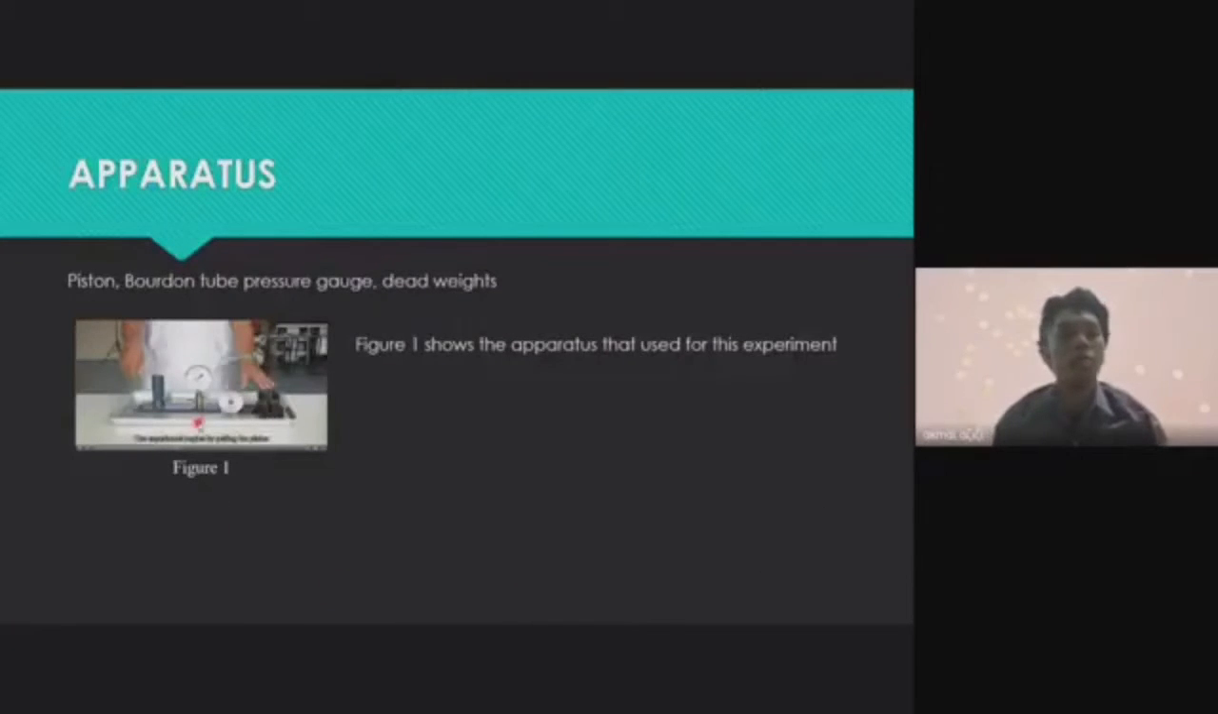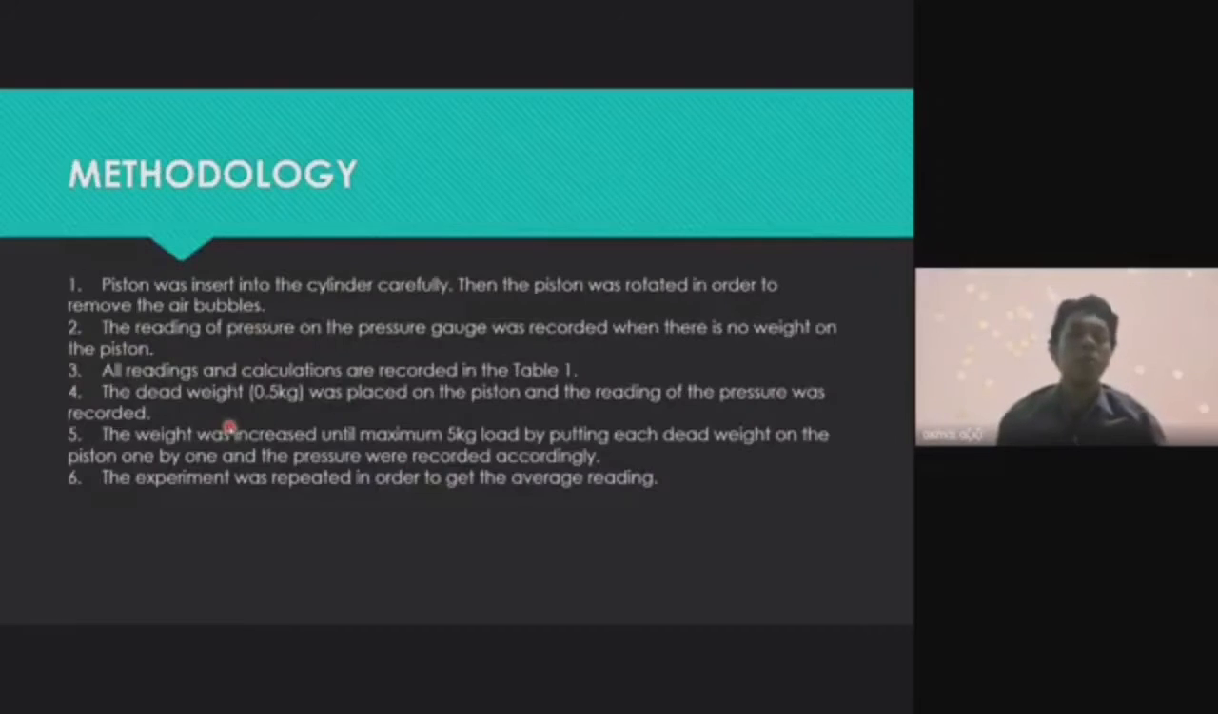Apparatus for this experiment is piston, Bourdon tube, pressure gauge, and the weight. Figure 1 is shown. We show the apparatus that was used in this experiment. Methodology. Now we move to methodology.